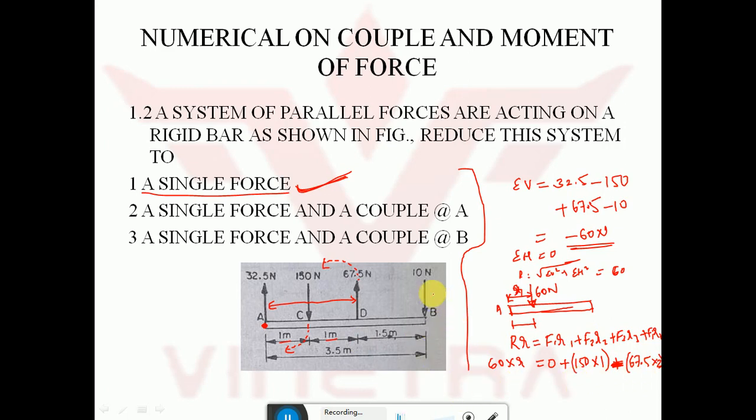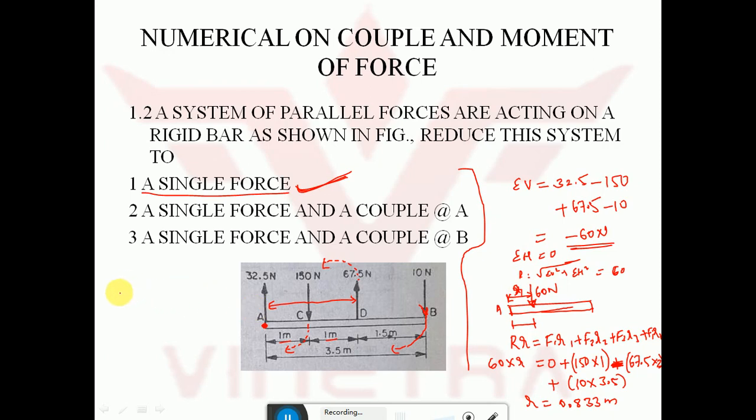Then again this force is acting in a downward direction. If I fix this point, because of this applied force, the body will start to move in the clockwise direction. So what is the moment? The moment will be equal to 10 into the perpendicular distance from here to here, which is 3.5. If I simplify it, my distance will be 0.833 meters.